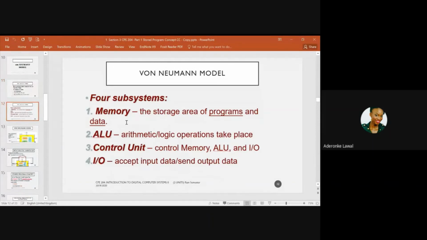Von Neumann says, let us have 4 subsystems. Let the first one be memory. Let the second one be the arithmetic and logic unit. Let the third one be the control unit. And then the last one, let it be the input and output to the peripherals. So let's talk about the first one, memory.